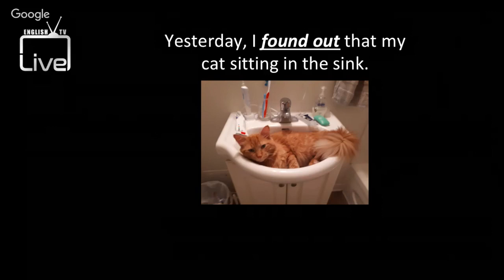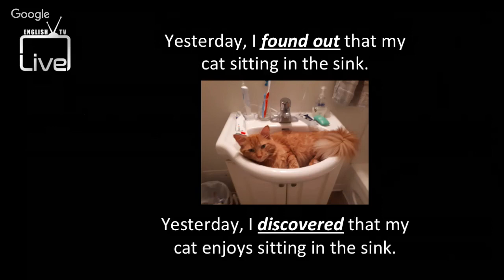So I made a mistake, but let's pretend that the word enjoys is sitting right in between cat and sitting in this sentence. Now, Lloyd, what would happen if I were to say, yesterday I discovered that my cat enjoys sitting in the sink? So in this case, in my humble opinion, they have the same meaning. Would you agree with that?